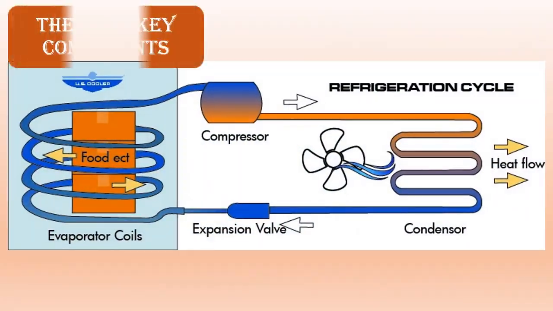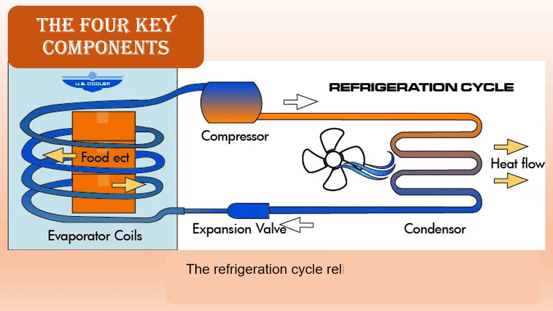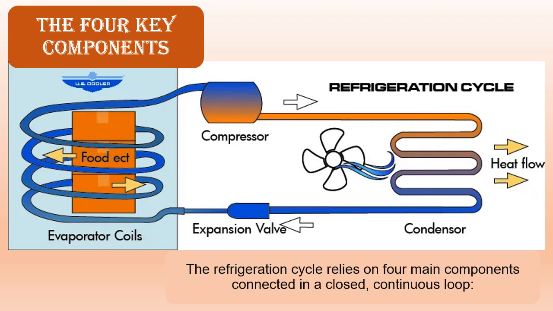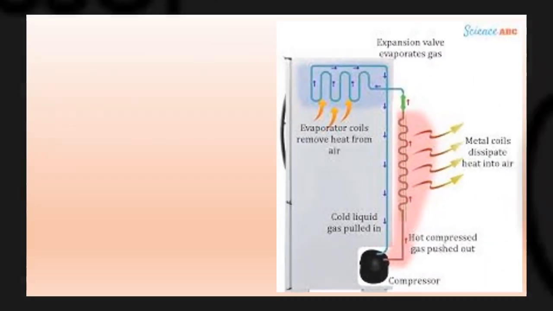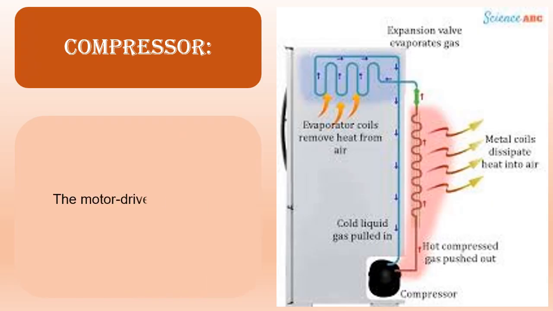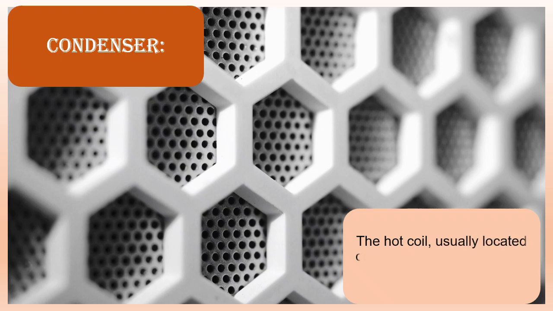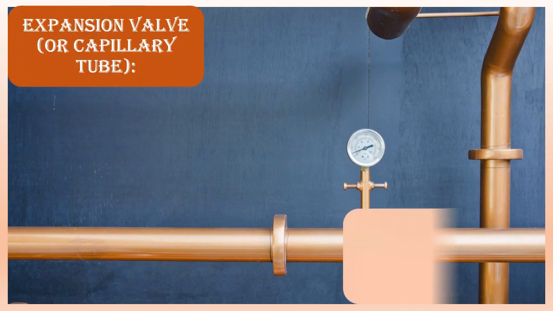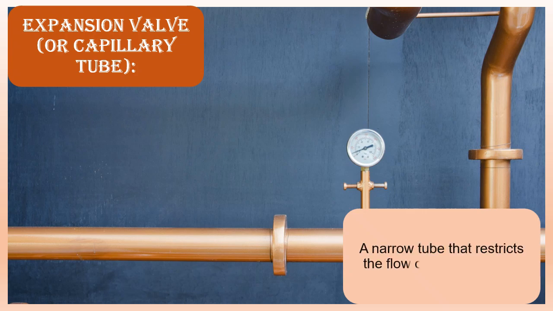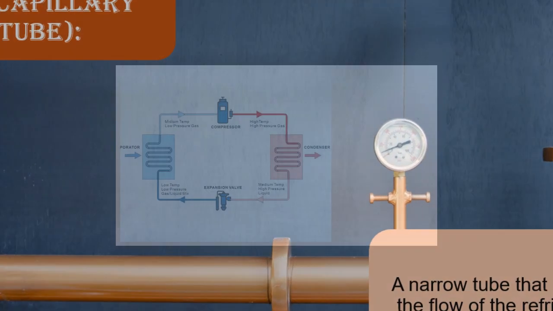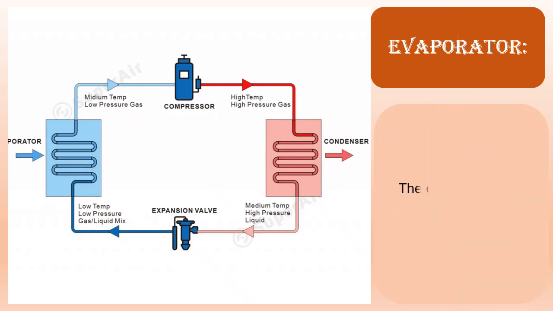The four key components. The refrigeration cycle relies on four main components connected in a closed, continuous loop. Compressor: the motor-driven pump that squeezes the refrigerant gas. Condenser: the hot coil, usually located on the back or bottom of the fridge. Expansion valve, or capillary tube: a narrow tube that restricts the flow of the refrigerant. Evaporator: the cold coil located inside the freezer compartment.